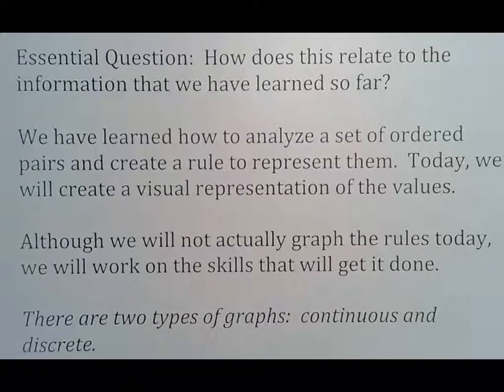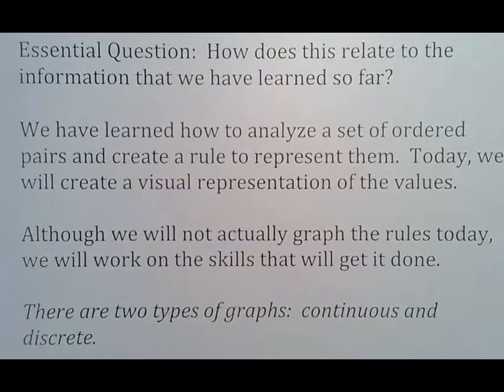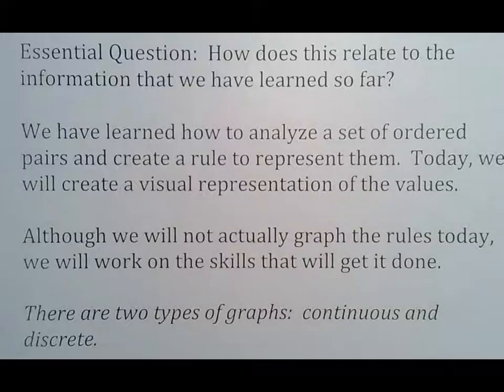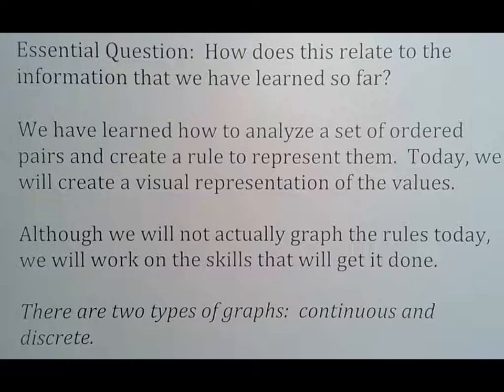Now again, the quiz is easy enough because it's just 2 sections worth of material, and it's easy enough to remember that and put all that together. But when we take the test, it's going to be everything put together and making sure you know what's going on. So how does this relate to information we've learned so far? We've learned to analyze a set of ordered pairs and create a rule to represent them. Today we'll create a visual representation of the values, although we will not actually graph the rules today.